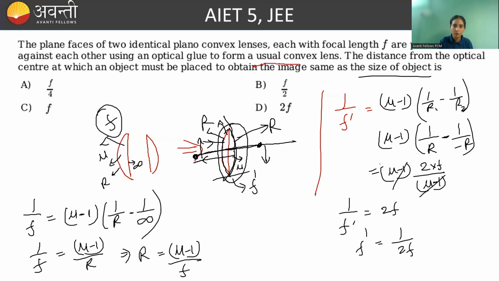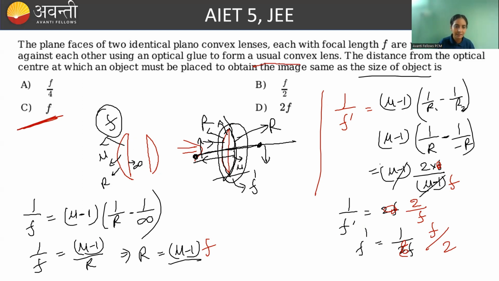Make sure the calculation is not wrong. This is 2 by r. So r value I have kept as mu minus 1 into f. Just see here carefully, r value will be mu minus 1 into f. So 1 by f dash is how much? This is 2 by f. So f dash will be equal to f by 2. Now if this is f by 2, then the radius of curvature for this lens will be 2 into f dash, that is equal to f. So where should the object be kept? At f. So I did all these things.